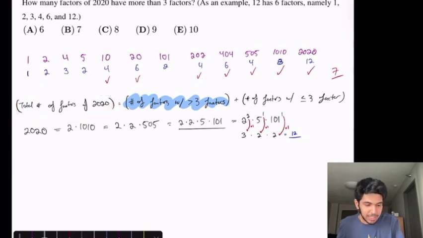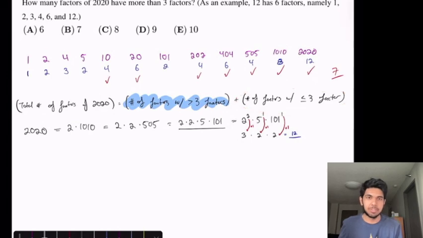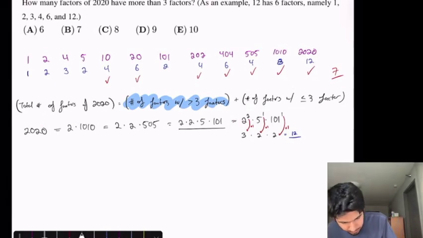Now we just have to find the number of factors of 2020 with less than or equal to 3 factors. And for this we can do casework. We consider the case with exactly 1 factor, exactly 2 factors, and exactly 3 factors, and sum those all together. So let's do that. Case 1.